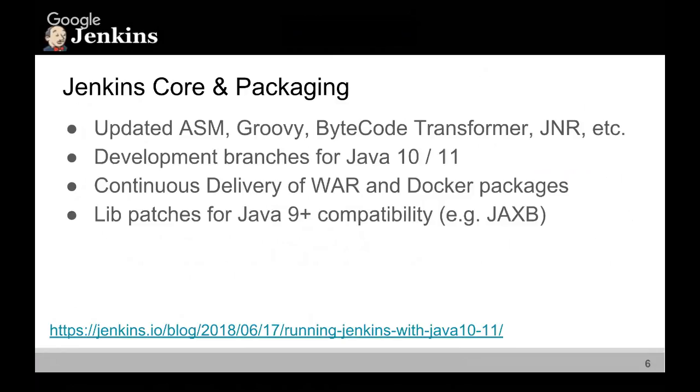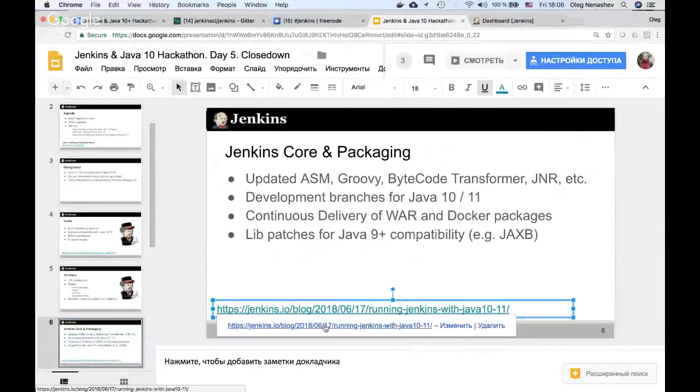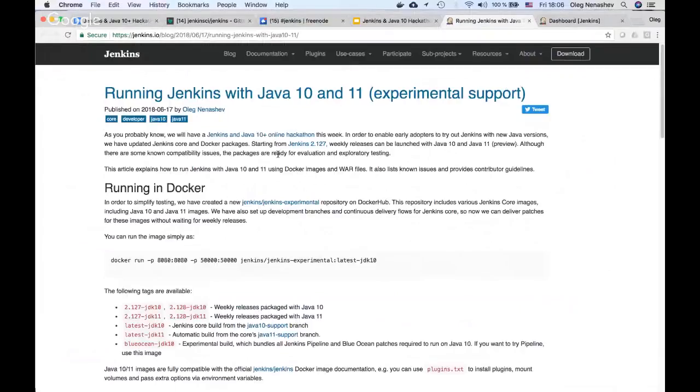So for Jenkins core and packaging, in order to support Java 10 and 11, mostly for pipeline, we needed to apply fixes like Groovy, bytecode transformer, also packaging, etc. In order to do that, we created separate feature branches for Java 10 and 11. We set up continuous delivery for WAR and Docker packages, and now everybody is able to just try them. And there are links here.